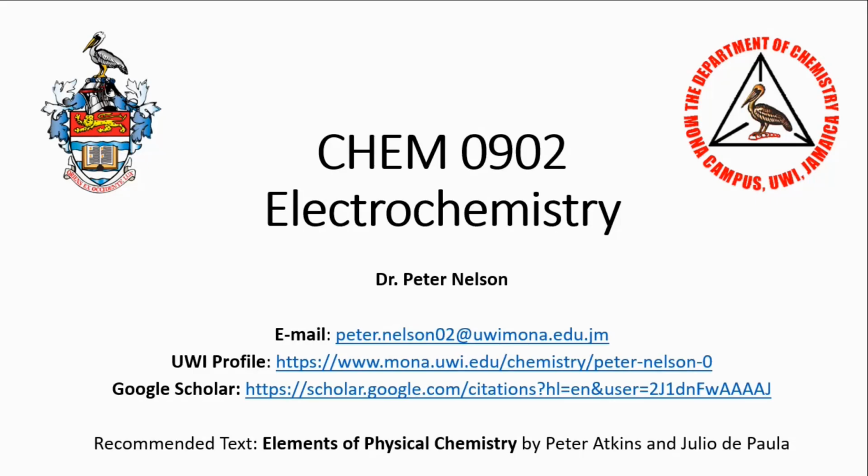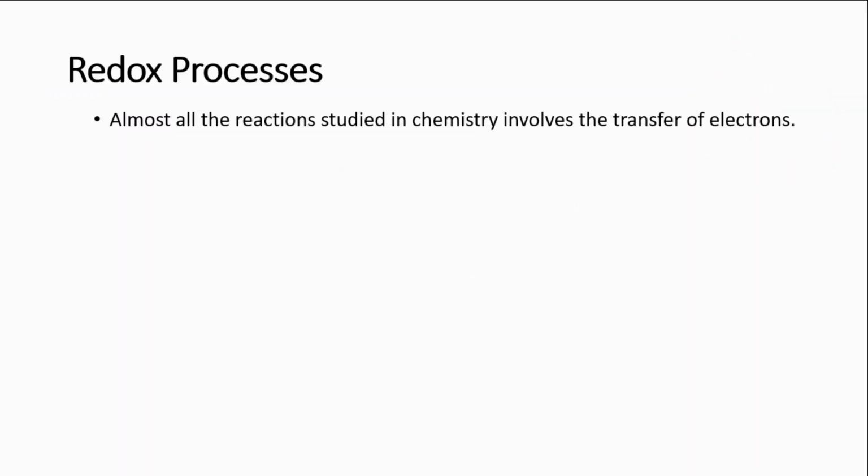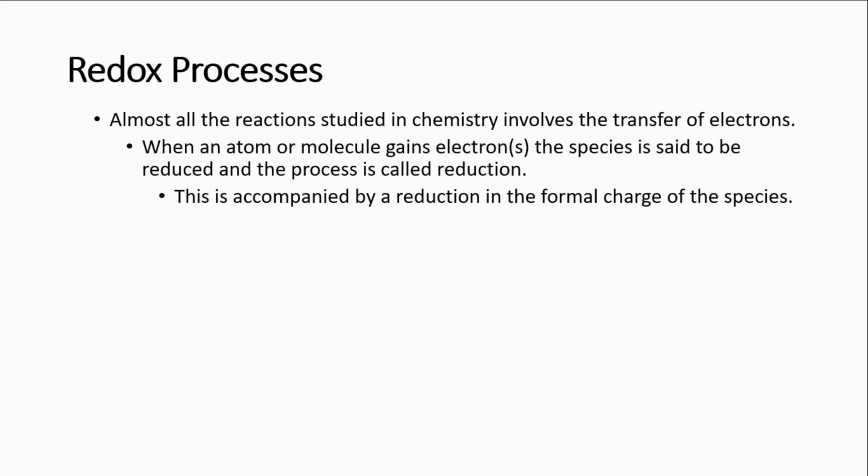So, welcome to Electrochemistry as part of Chem 0902. Almost all reactions studied in chemistry involve the transfer of electrons. Now, of course, when an atom or a molecule gains electrons, the species is said to be reduced, and the process is called a reduction process or a reduction reaction. This is accompanied by a reduction in the formal charge on the species. That is, the species becomes negative.